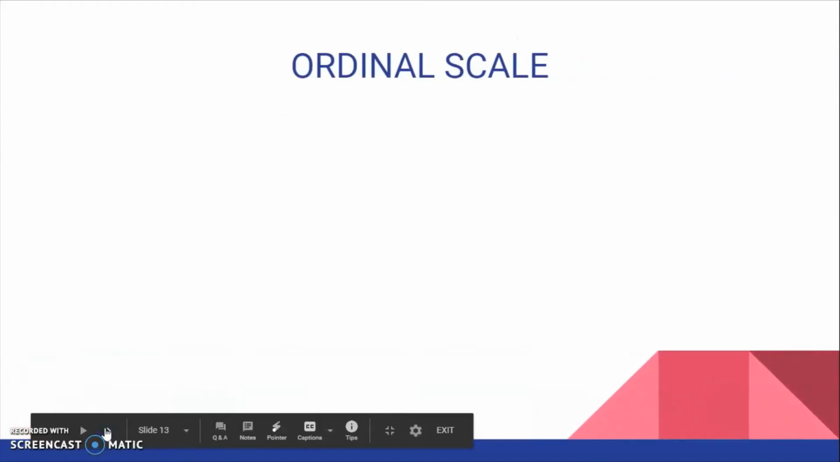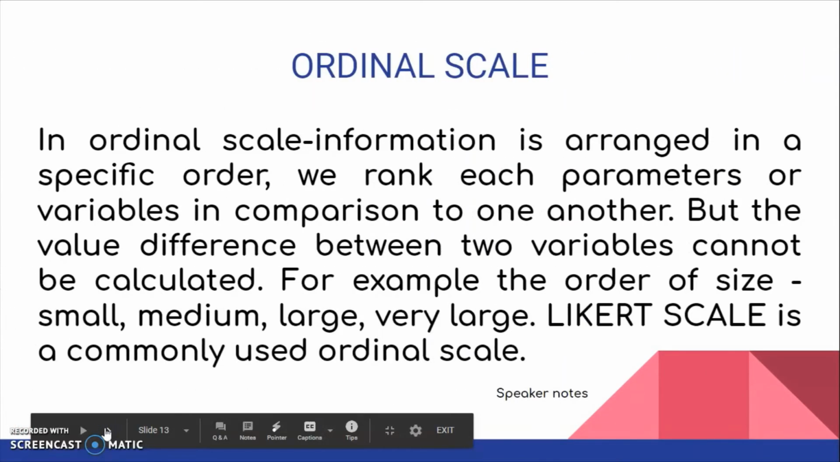And the second one is the ordinal scale. In ordinal scale, information is arranged in a specific order. We rank each parameter or variable in comparison to one another. But the value difference between two variables cannot be calculated. For example, the order of size: small, medium, large, very large. Likert scale is a commonly used ordinal scale.